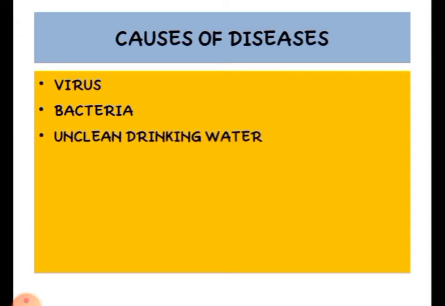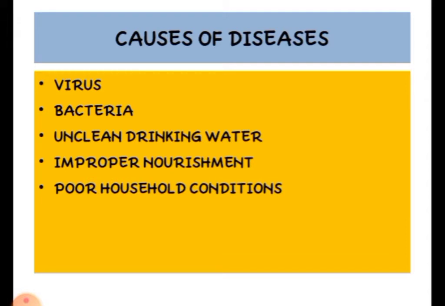Unclean drinking water is actually a condition or a lifestyle of a person. If you take unclean drinking water, it is going to cause you disease. Improper nourishment: if you are not getting proper food, proper minerals, proper vitamins, then you are also going to have diseases. Poor household conditions: as we studied in our last class, to have good health, our economic condition is also very important. If your household condition is not good, you have more chance of being infected by diseases.